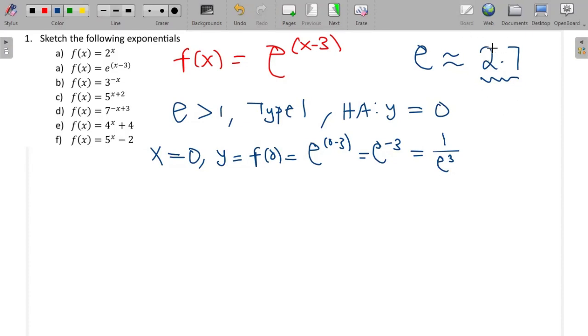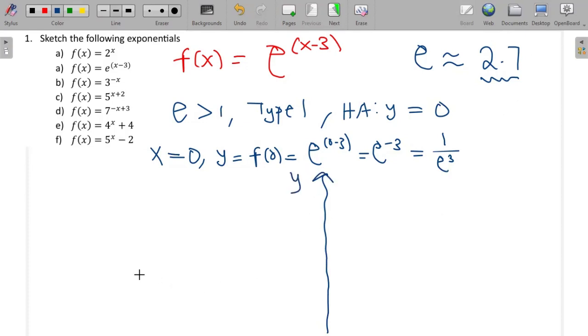Okay, so e is 2.7 something. So this is a positive number, and when I raise it to the power 3, I'm going to get a positive number. So 1 divided by a positive number is going to be a number that will be less than 1. If you want, you can check on your calculator: 1 over e to the power 3 is a number that will be less than 1. But we don't even have to find the exact value there.